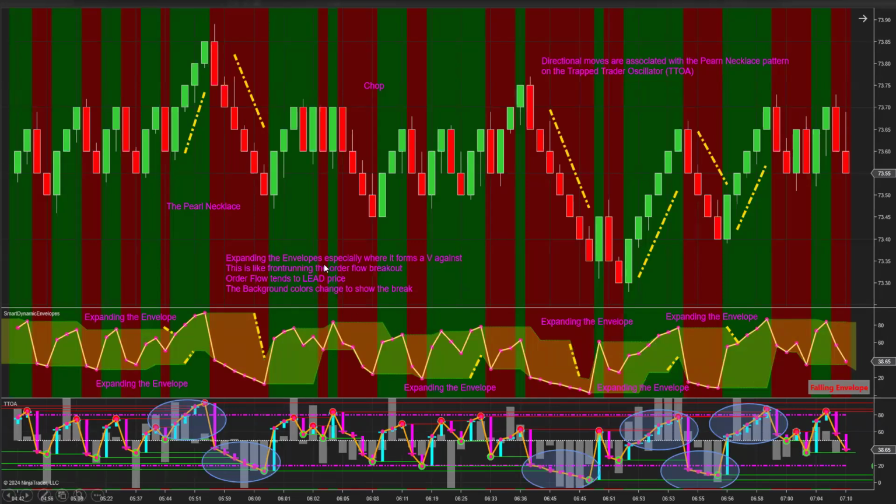So expanding the envelopes, especially where it forms a little inside V, is like front running the order flow breakout. The order flow tends to lead the price.